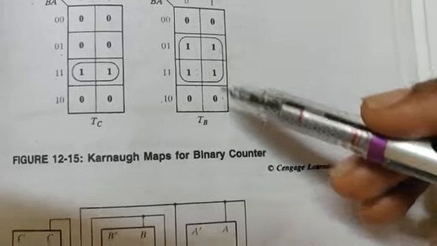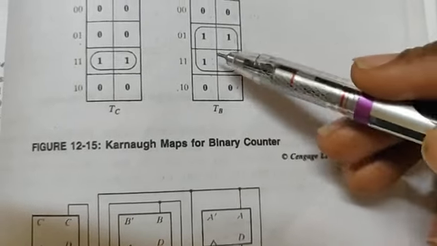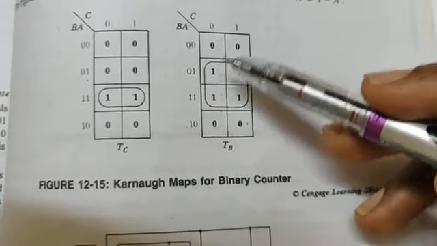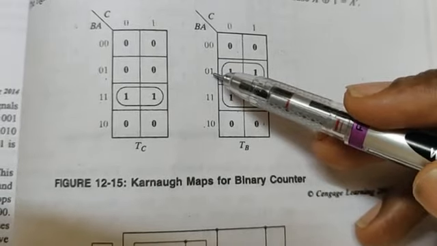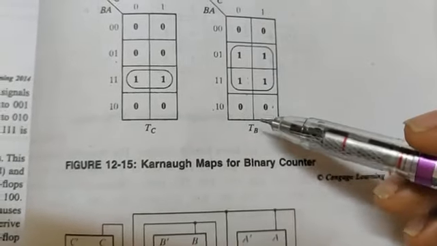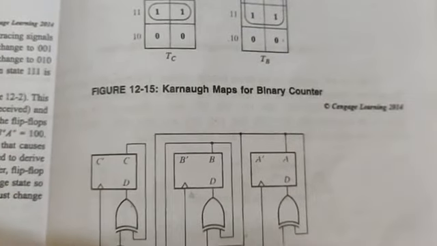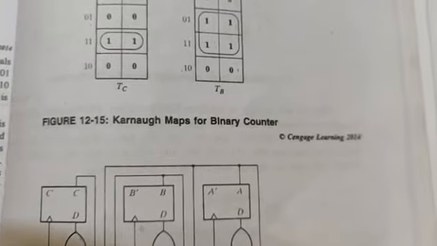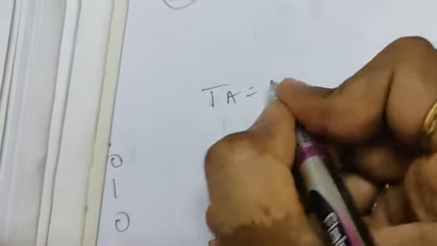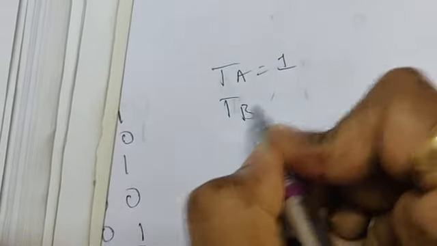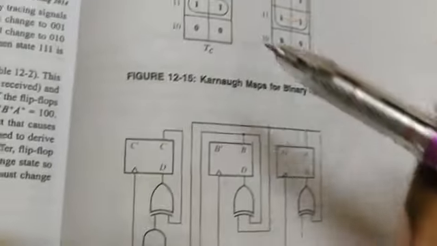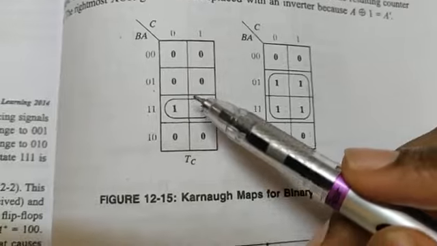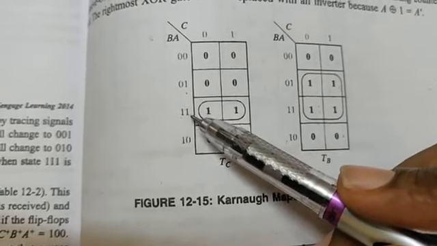Here one quad is possible. So TB is equal to this: 0 1 gets cancelled, this 0 1 gets cancelled, this is A. TB is equal to A. TA is equal to 1 because an octant is possible. When the whole K-map is grouped, by default it will be 1. So TA is equal to 1, TB is equal to A. Okay, by grouping this.